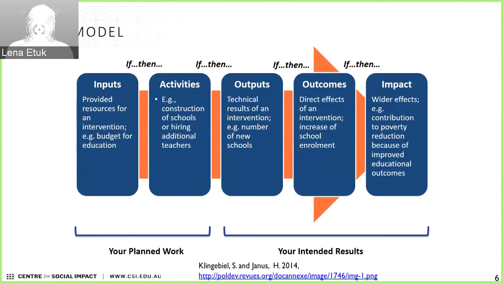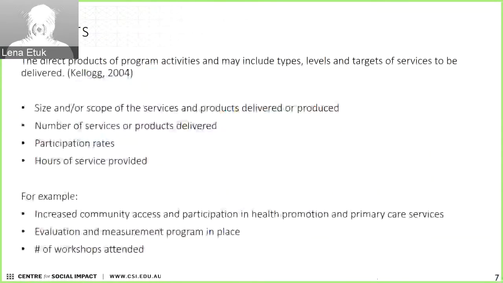So as you can see here, you've got your planned work, which is the inputs and activities, and then the results of those activities are the outputs, outcomes, and impacts. We'll come back to a little bit more discussion on the outputs and outcomes later on. So outputs, in particular, are direct products of program activities, and they can include different types, levels, and targets of services to be delivered. So it's about that direct product.